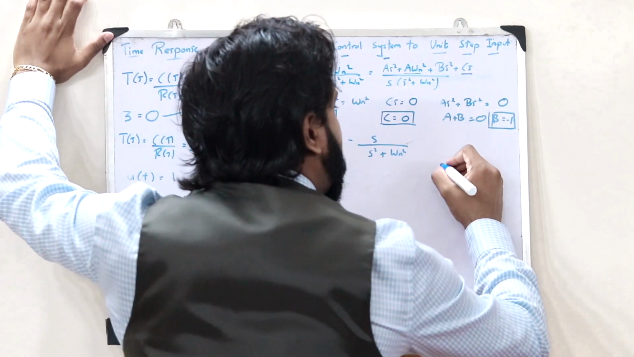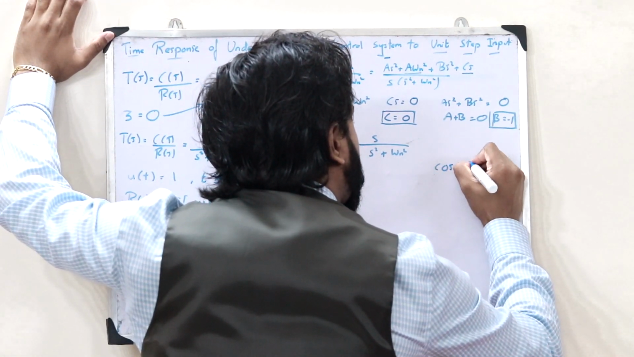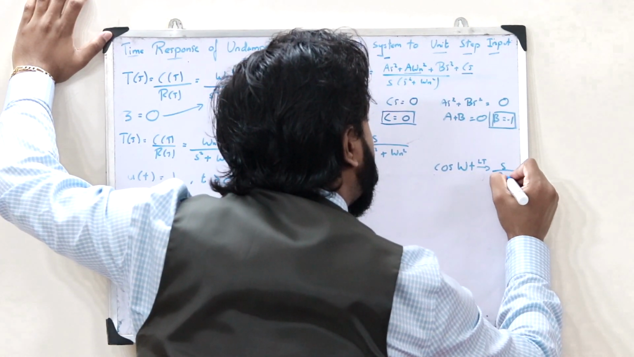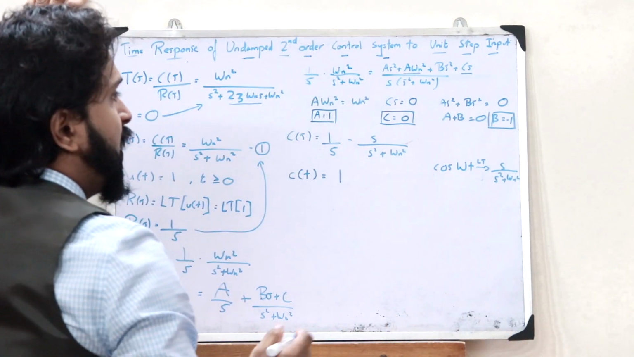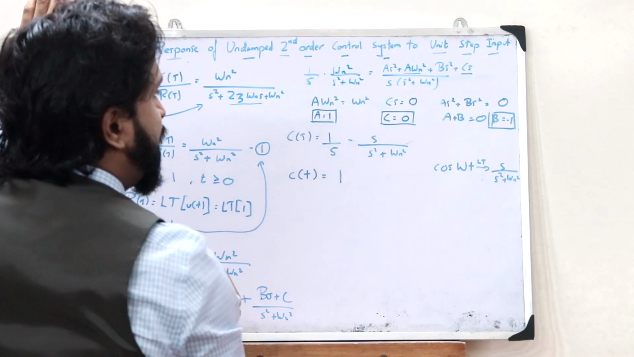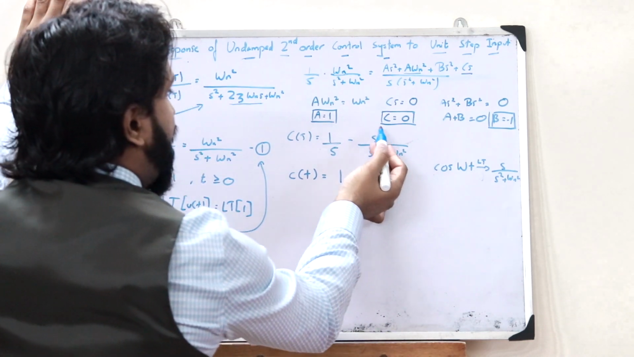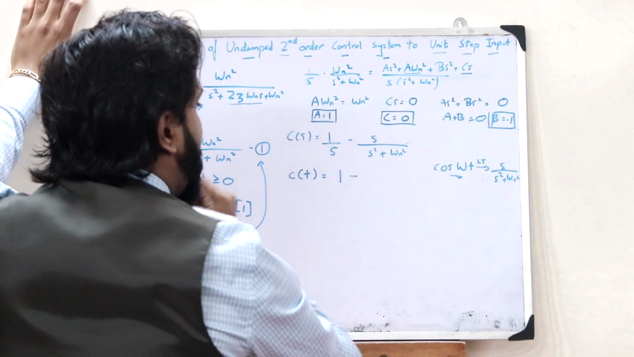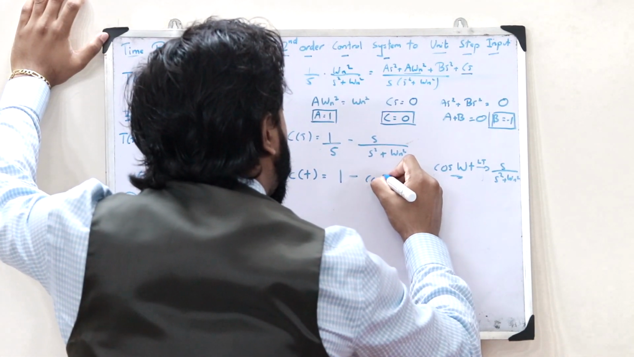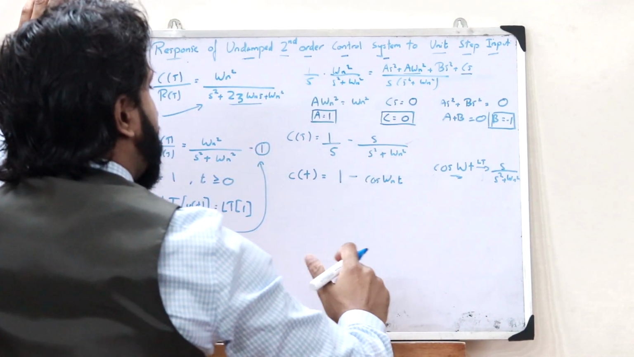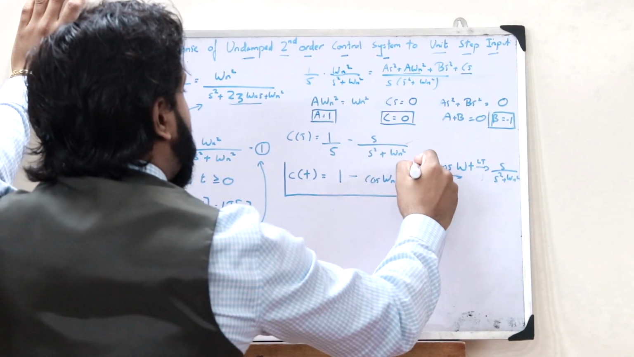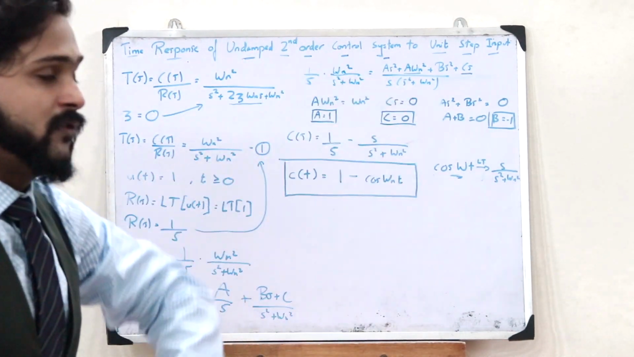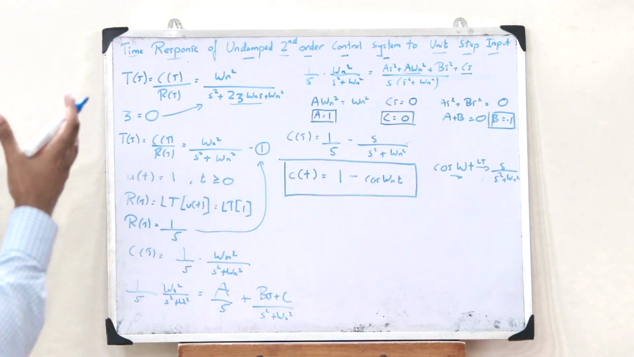And now here we know for a fact that the Laplace transform of cos omega t is given as s divided by s square plus omega n square. So here we have this term over here. So therefore the inverse Laplace transform of this would be equal to cos omega t. So therefore this would become minus cos omega n t. So this thus is the required time response of an undamped second order control system to a unit step input.